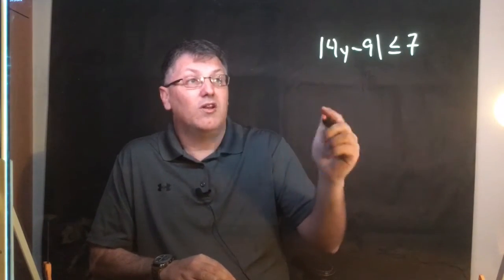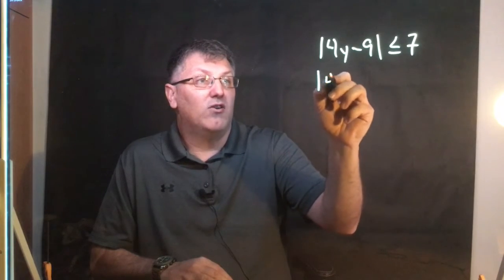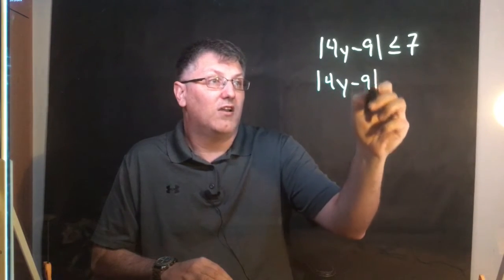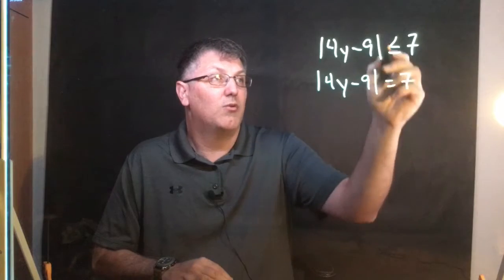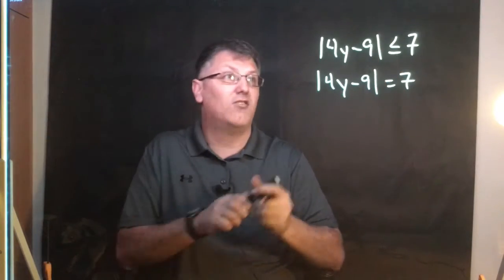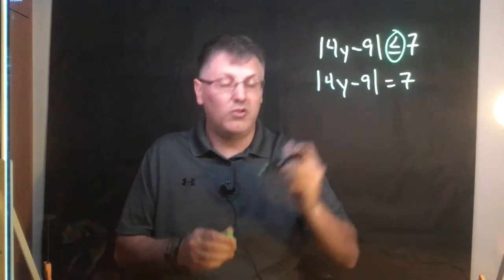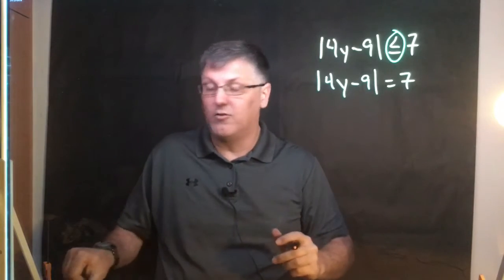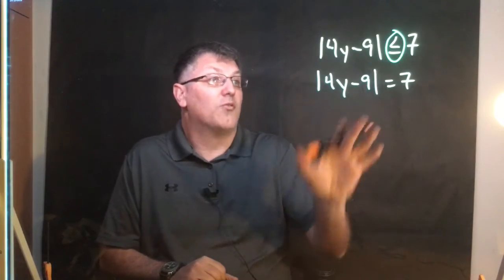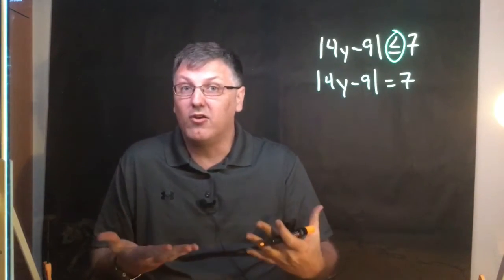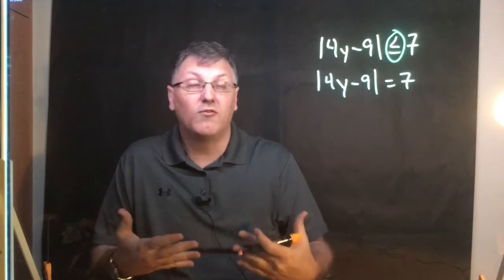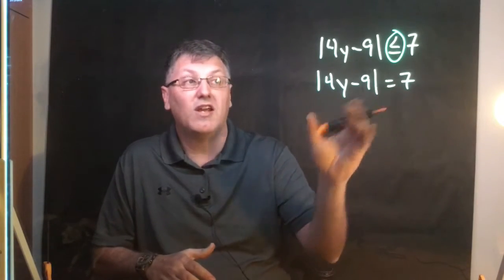So I'm just going to rewrite this as the absolute value of 4y minus 9 equals 7. Now we will come back to this right here, because we will use this after our inequality test. So from here, I'm just going to solve this like a regular absolute value equation. There are going to be two different scenarios. We're going to have a positive 7 and a negative 7.